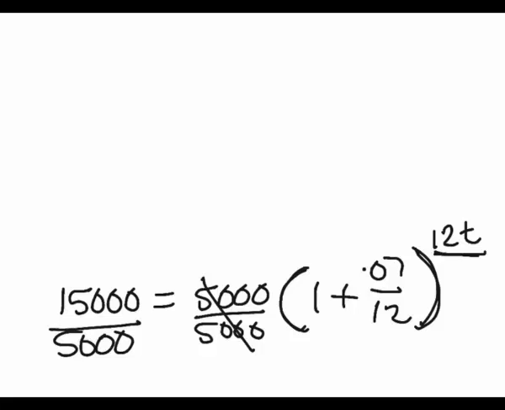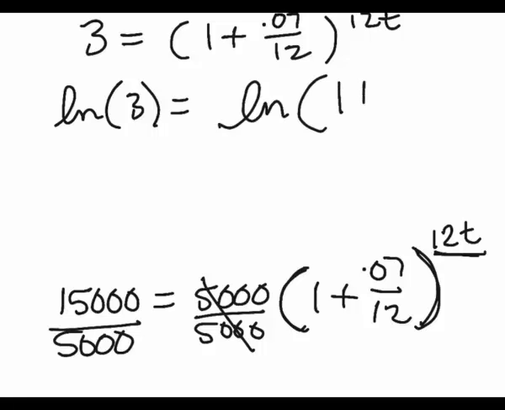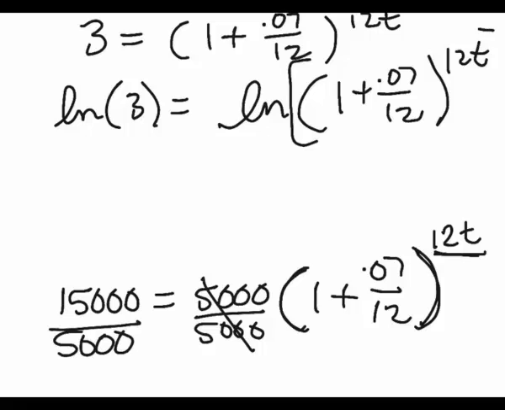15,000 divided by 5,000 is 3, which equals (1 + 0.07/12) raised to the 12t power. Step 2, take the natural log of both sides. So I have the natural log of 3 equals the natural log of (1 + 0.07/12) raised to the 12t power. Now it's actually the natural log of all of that. And what does that do? That allows your exponent to come down and become a coefficient.